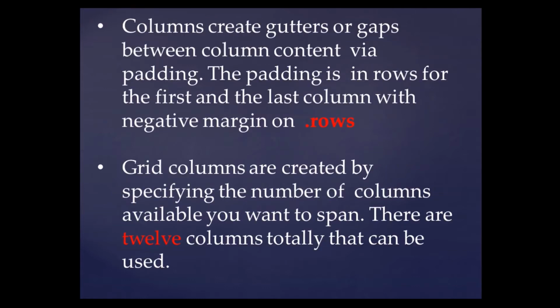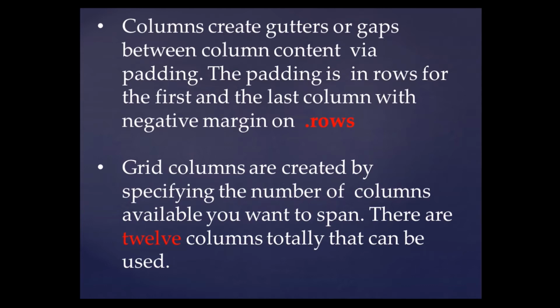Columns create gutters or gaps between column content via padding. The padding is offset in rows for the first and the last column with negative margin on the .row class. Again, don't worry about what .row is and how you're going to create a class. Is it similar to HTML? Is it different? Well, we'll be looking at that. So don't crack your head over that. Just try to understand the concept of the grid system in Bootstrap.